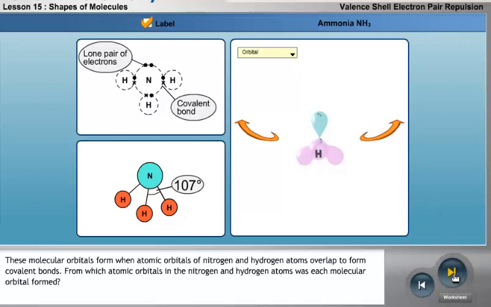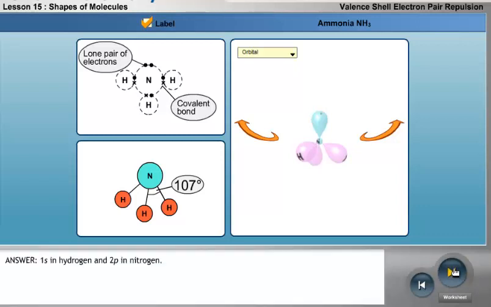These molecular orbitals form when atomic orbitals of nitrogen and hydrogen atoms overlap to form covalent bonds. From which atomic orbitals in the nitrogen and hydrogen atoms was each molecular orbital formed? Answer: 1s in hydrogen and 2p in nitrogen.